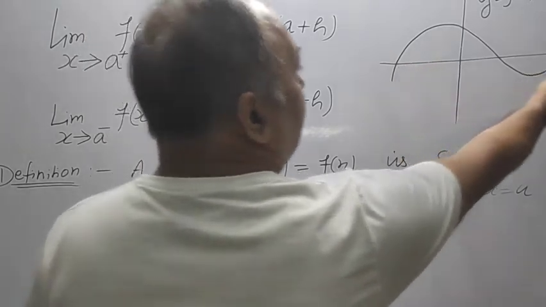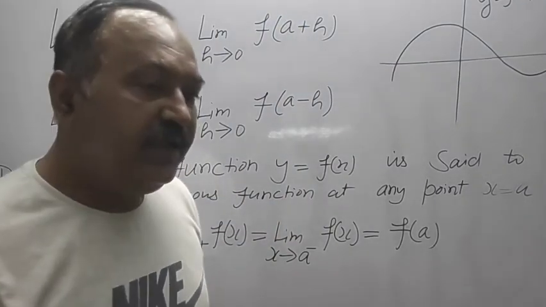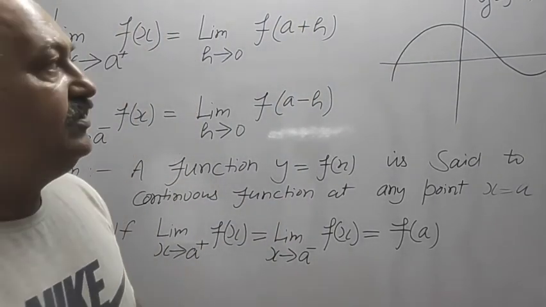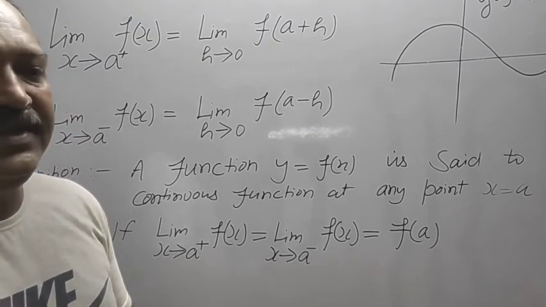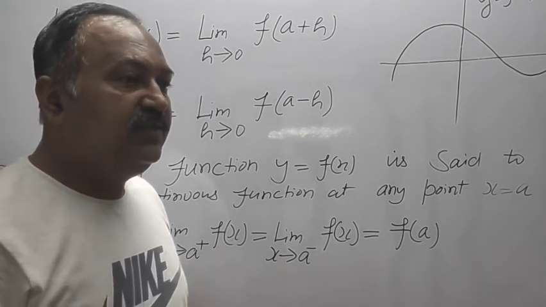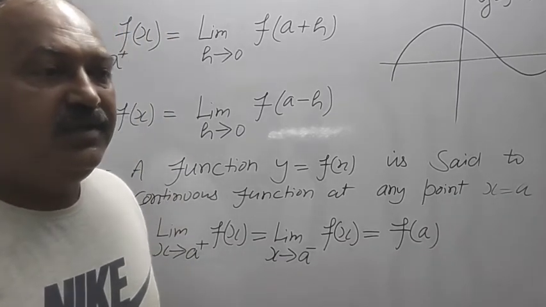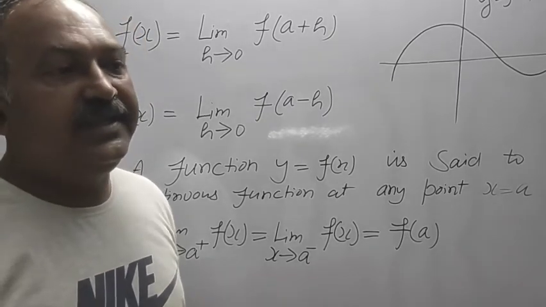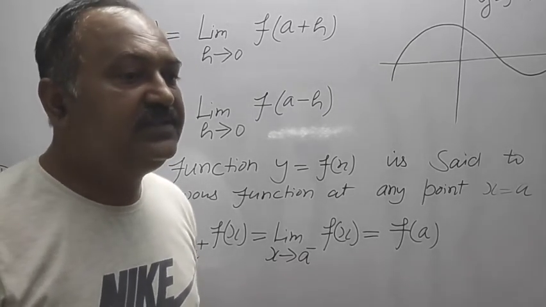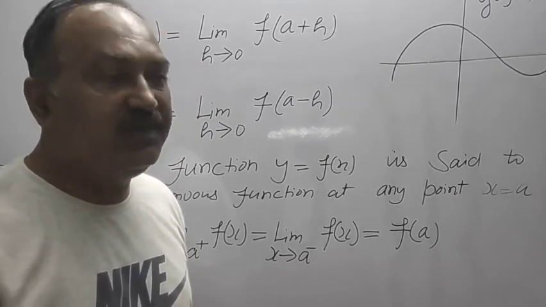-π/2 to π/2 और π/2 to 0 to π or any other interval. So this is the definition of the continuous function. A function, simple definition, a function whose graph has no gap in a prescribed interval is called a continuous function in that interval. This is the definition of the continuity of a function in simple words.